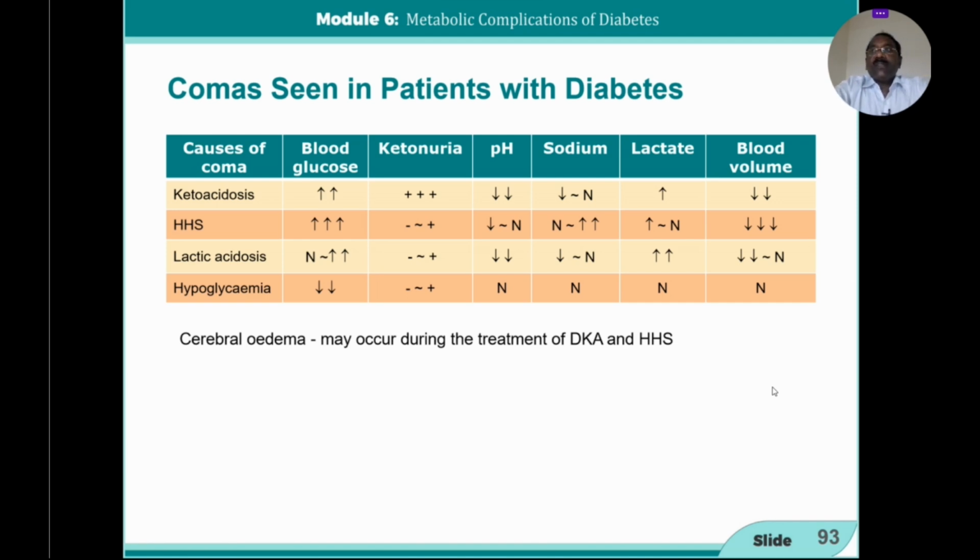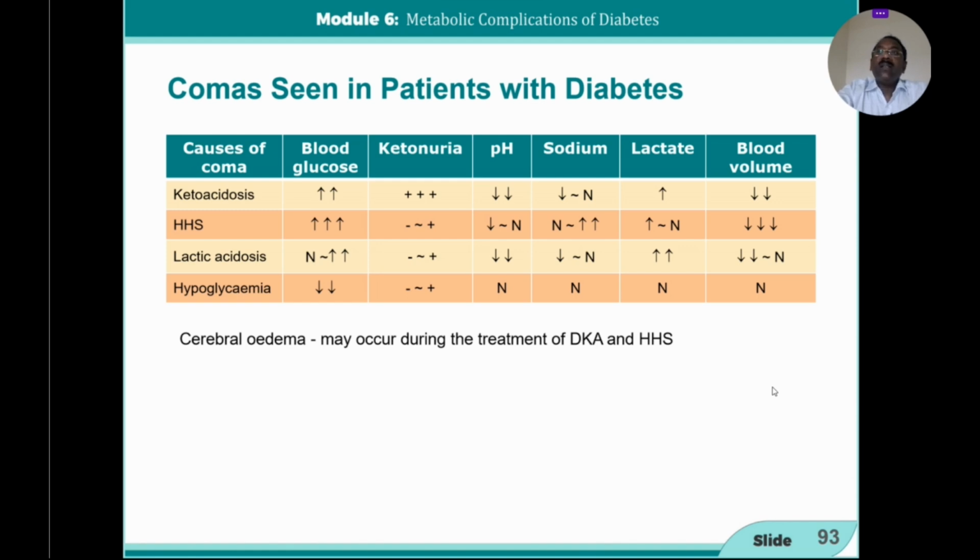Okay. pH in ketoacidosis is low, because it is acidosis. pH will be less than 7.4. In HSS, usually normal or just low, maybe 7.39 or 7.3, not like 7 or 7.25. In lactic acidosis, very low. In hypoglycemia, normal pH. Then sodium levels, lactate levels, blood volume levels.